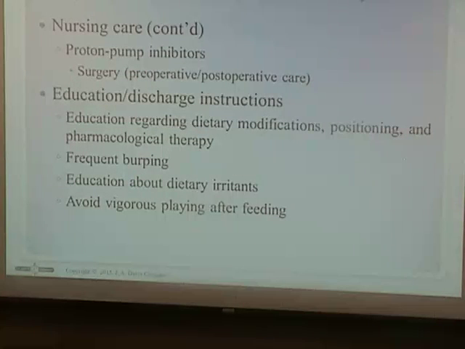Okay? We can use proton pump inhibitors. I can't imagine a surgery on a little kid. They'd have to be pretty darn significant. But the big one is just teaching them how to eat. Teaching them to eat sitting up instead of lying down, to keep them sitting up after you feed them for a little while.